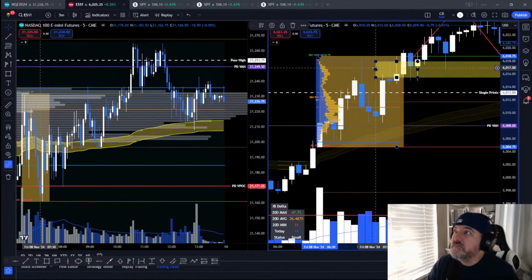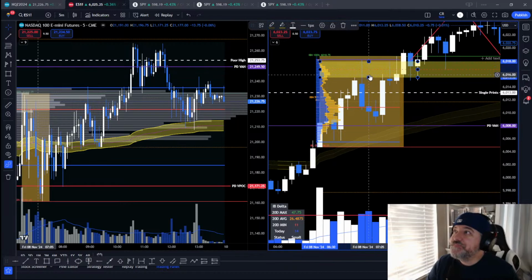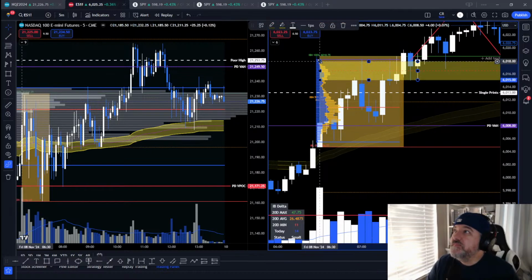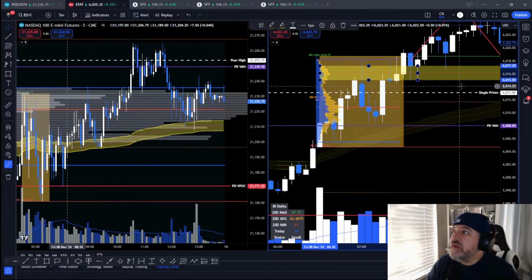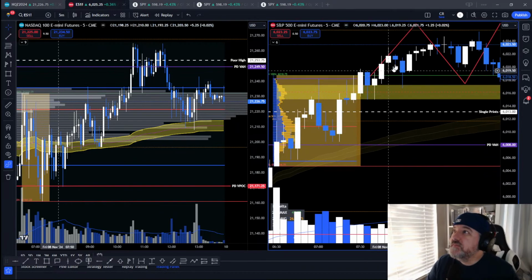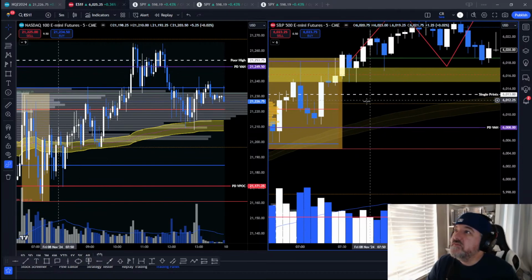It gives you this high volume node right here, which is actually a little bit cleaner than what I was looking at. But yeah, something like this for your entry. You can see it. This was our retest here, and then go. So that's how you can find stuff like that.